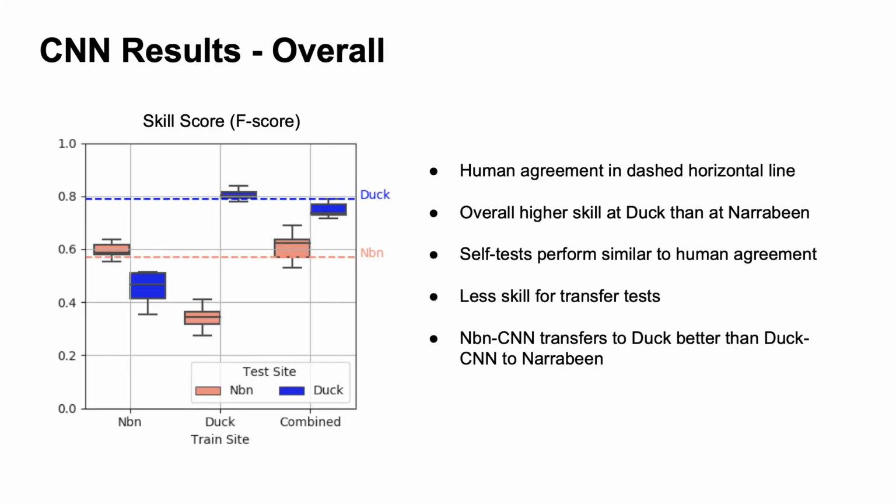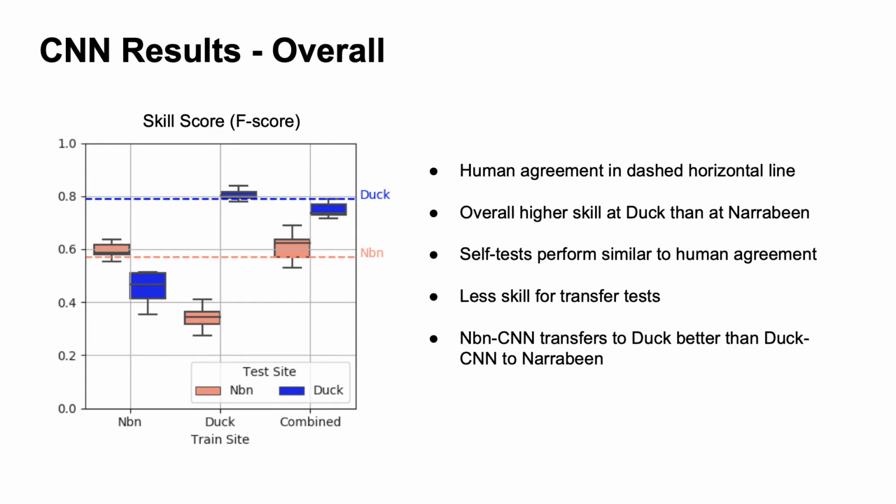The results of the CNN performance are quantified using an F score, which is a global skill score. This skill score ranges from 0 to 1, and higher means better. That's on the y-axis. The x-axis shows the training site, and the boxes are colored by testing location, with Narrabeen in salmon and Duck in blue. The horizontal dashed lines show the F-score for the human agreement tests. So that's the human benchmark that we set when we had the co-authors label the testing dataset.